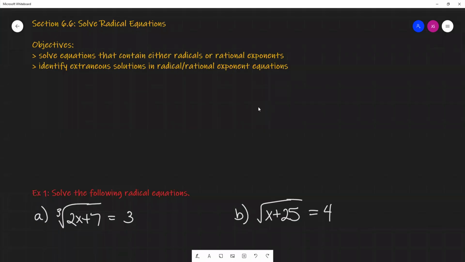Here is 6.6, our last section of Chapter 6, Solve Radical Equations. Okay, here's our last section before we embark on another checkpoint. At least for this semester, if you're watching this in the future, might not be the case.